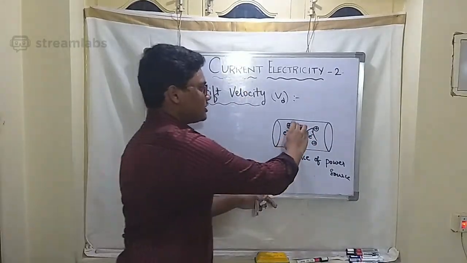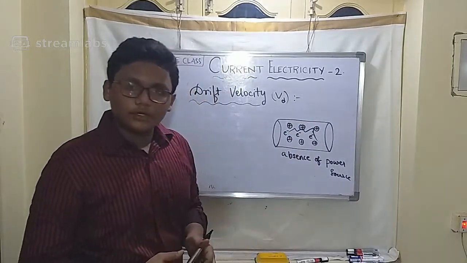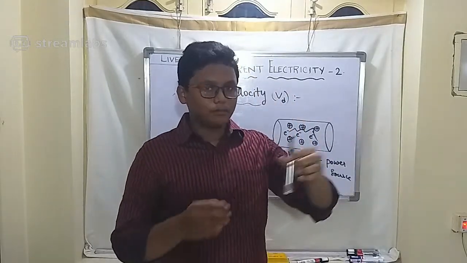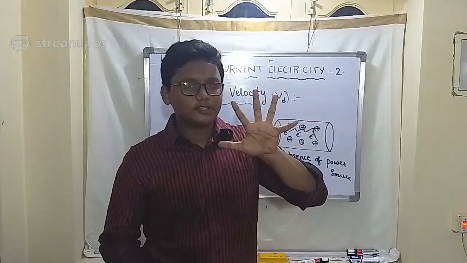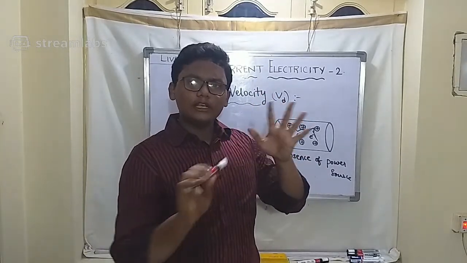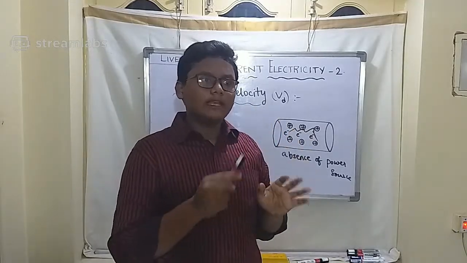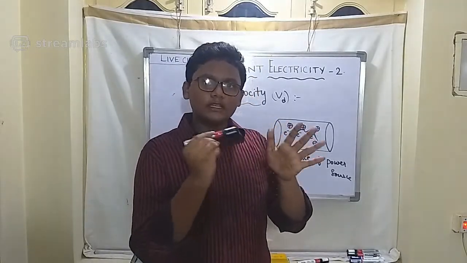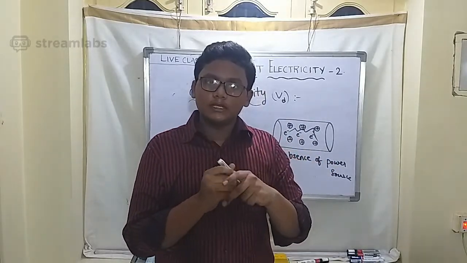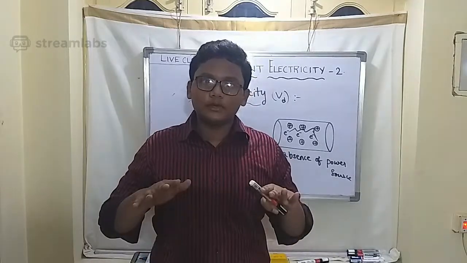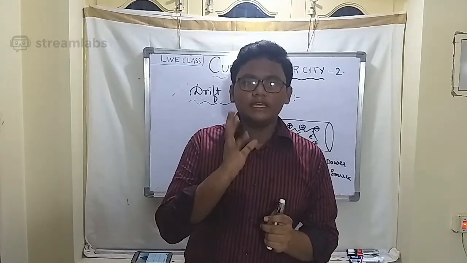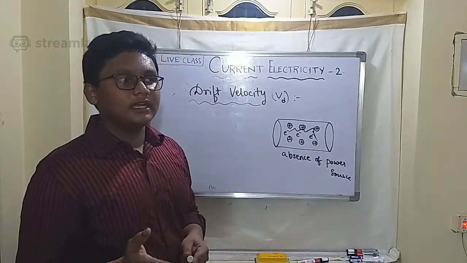Now these electrons do continuous collisions with the positive ions. Think of my fingers as positive ions, and the electron goes like this, doing random motion in different directions. Due to these continuous collisions, the energy is reduced to some extent. Then where will that energy come from?